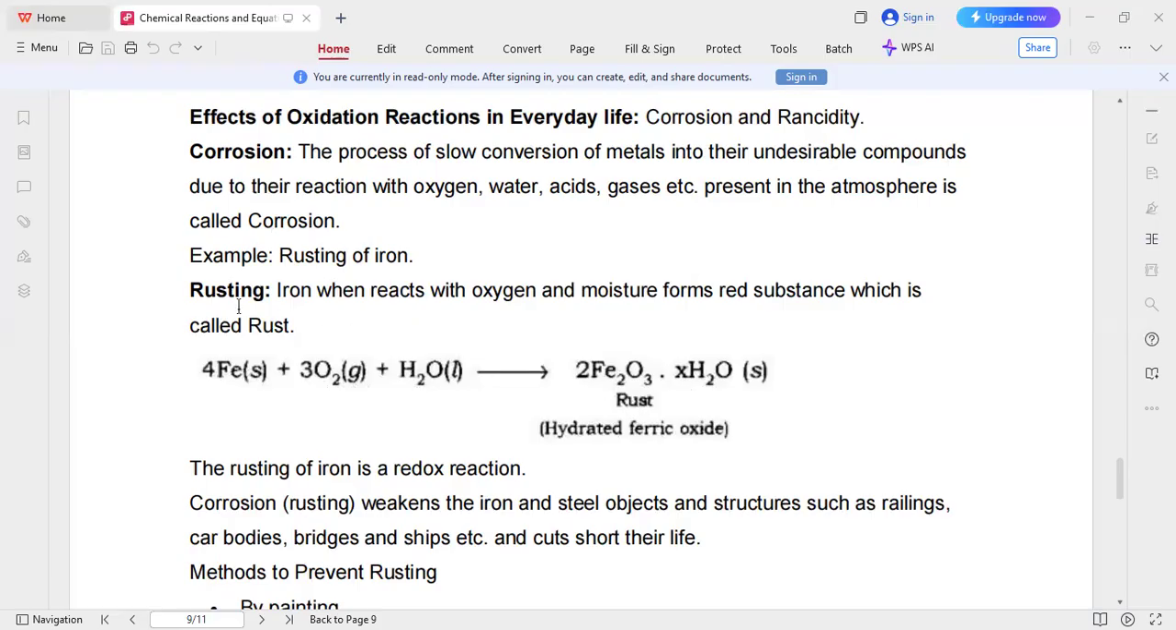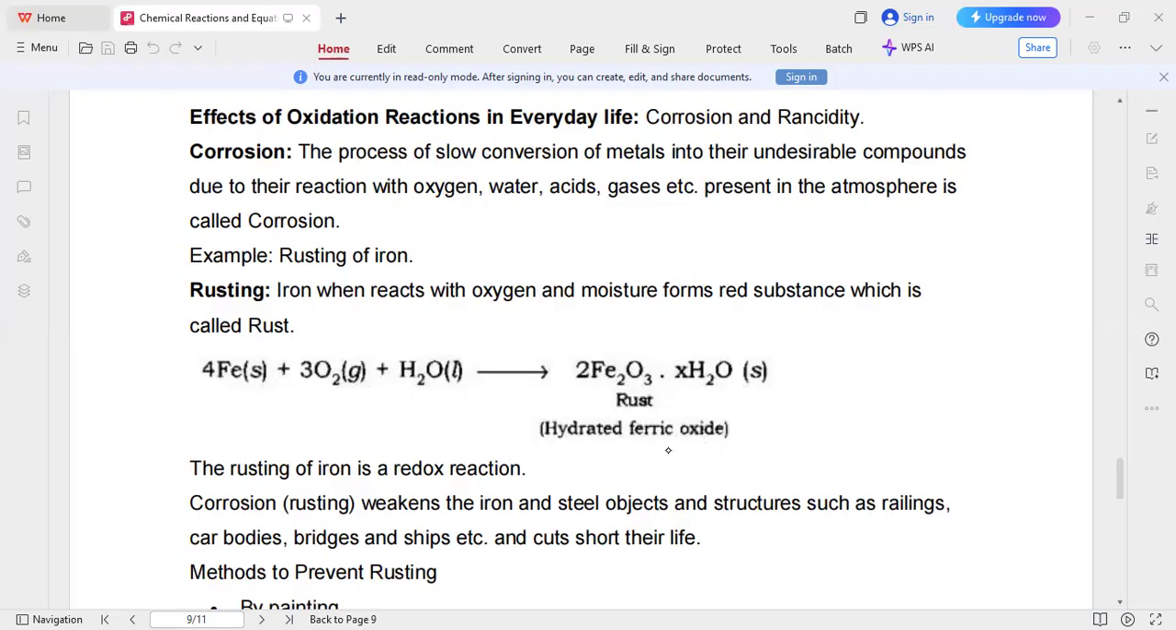Rusting iron, when it reacts with oxygen and moisture, forms a red substance which is called rust. We cannot observe this rusting in one day, two days, or one week. It will take a few weeks to a few months for rusting of iron. So the chemical equation you should remember, children: 4Fe, that is iron, reacts with 3O2 plus H2O, it gives you 2Fe2O3.XH2O. This is hydrated ferric oxide.